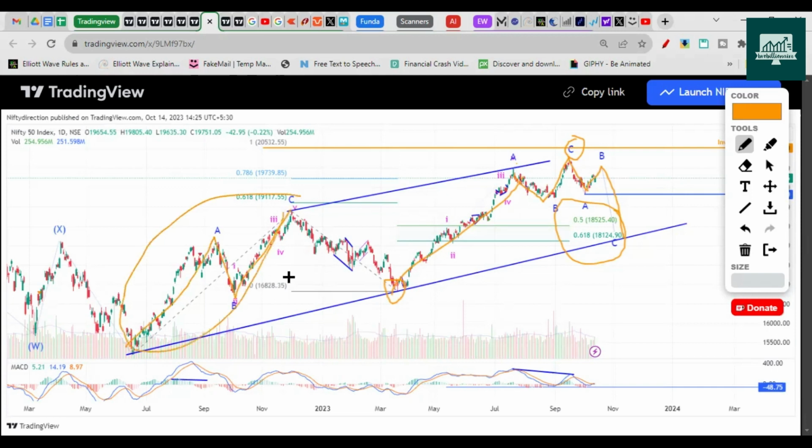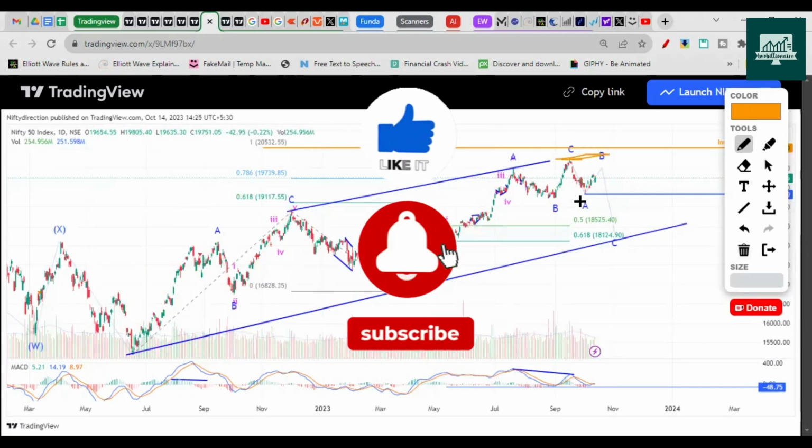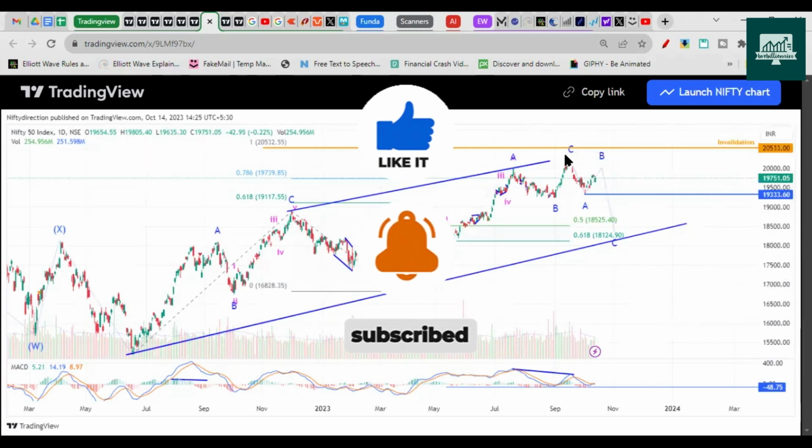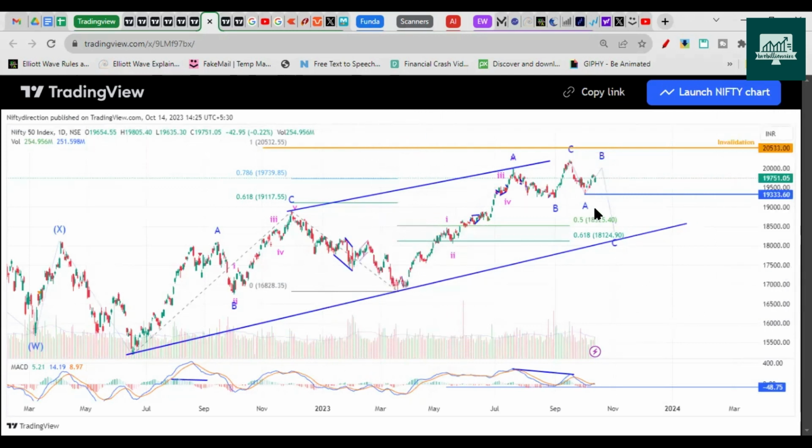Based on this structure, we labeled these as ABC, right? So this can be wrong as well, but we can't be wrong until this high is broken, right? The all-time high of 20,200 something is the high. If it's not broken, this chart is still valid. And the confirmation will be a 19,333 break, after which we will slip on the downside. So around 1,000 points downside is possible if it breaks that.